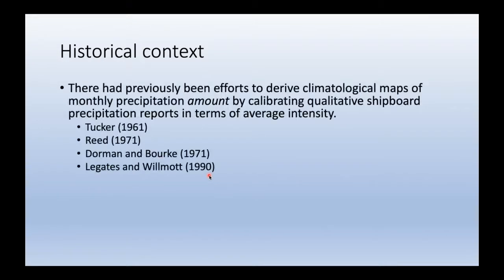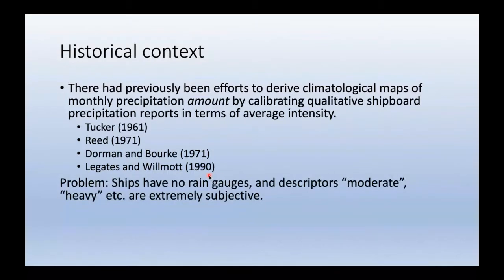Now, the historical context is that there had already been a number of efforts to derive climatological maps of monthly precipitation amount by taking these shipboard reports and trying to calibrate them in terms of an average intensity. And so there were maps of climatological monthly rainfall over the oceans, starting with Tucker in the early 60s. And then the latest one that I think was still done was Legates and Willmott 1990, where they're essentially trying to use ship reports to derive how much rainfall is falling over the oceans, because there was literally no other information.